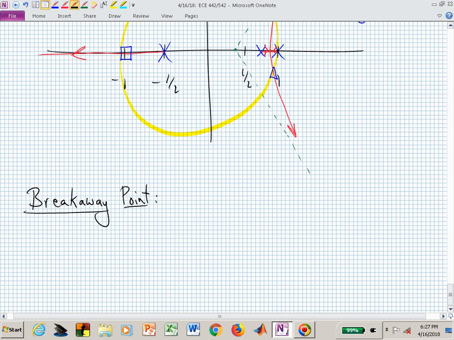How do we calculate the breakaway point? We want to know what's the k between 0.75 and 1, and we're looking to find the maximum of that k value. Yes, so the answer to that question was, can we use the magnitude condition? Can we set the magnitude of kg equal to 1? And in fact, that's what we would do. We now say k times g, where g was 2 over (z plus 1/2)(z minus 3/4)(z minus 1). That magnitude needs to equal 1.